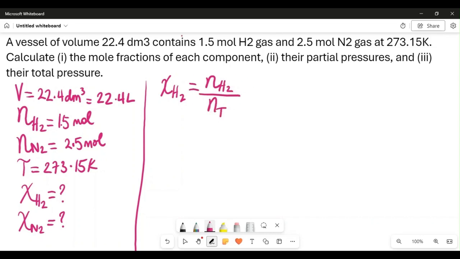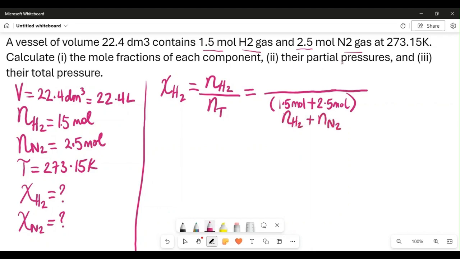So we know we have two components, which is H2 gas as well as N2 gas. We've been given the number of moles for H2 gas and the number of moles of N2 gas. So the total number would just be the addition of both of them, which would be 1.5 mole plus 2.5 mole. That's how you do it, which is simply the number of moles of H2 gas plus the number of moles of N2. And then at the top is the number of moles of H2 gas, which is 1.5 mole. So that is how you handle this particular question.